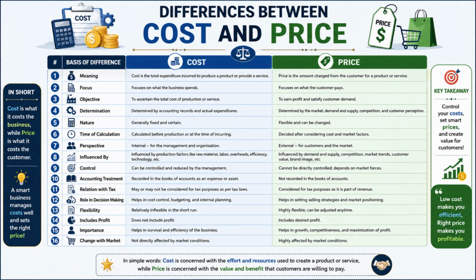Number 13. Cost is relatively inflexible in the short run, whereas price is highly flexible and can be adjusted anytime. Number 14. Cost does not include profit, whereas price includes the desired profit margin. Number 15. Cost is important for business survival and efficiency, whereas price is important for competitiveness and profit maximization. Number 16. Cost is not directly affected by market conditions, whereas price changes significantly according to market demand and competition.